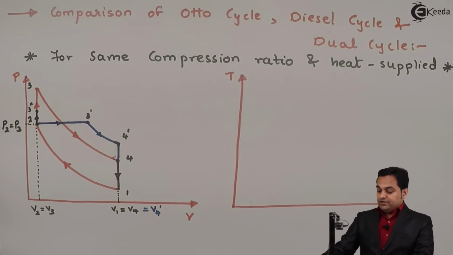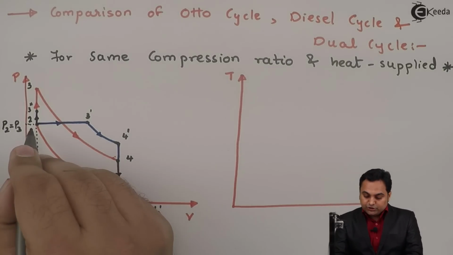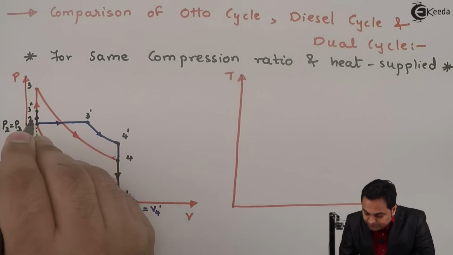Next, in case of dual cycle, the heat is added at constant volume as well as constant pressure. So after constant volume heat addition from 2 to 3 double dash, there will be constant pressure heat addition.